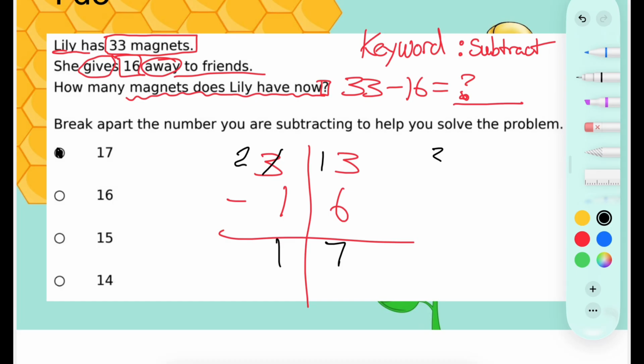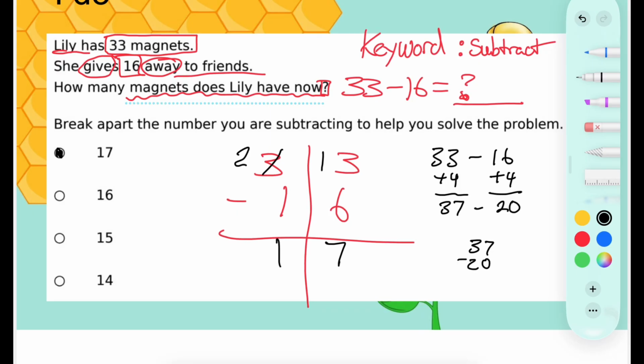Another way to view it is by adding 4 to both sides so that the second addend can be a 10. So now we have 20 and 37. Next, we're going to have 37 minus 20. Our number is going to have a 7 in the ones place, and 2, 3, 1. So the answer is 17.